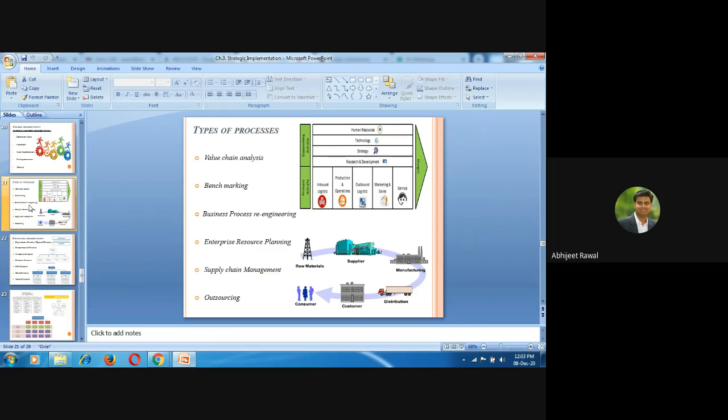Okay. Fourth, you have enterprise resource planning. Enterprise resource planning is none other than a software. Okay, ERP is a software which gives you the entire detail, whatever information you feed in. For example, HR, marketing, finance, operations.